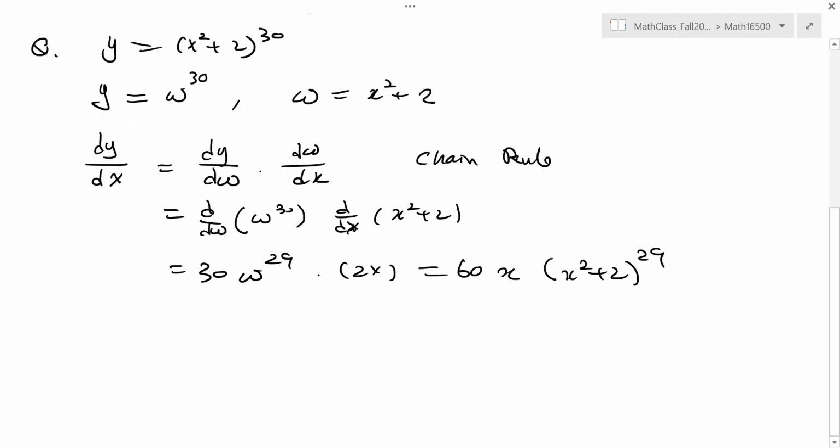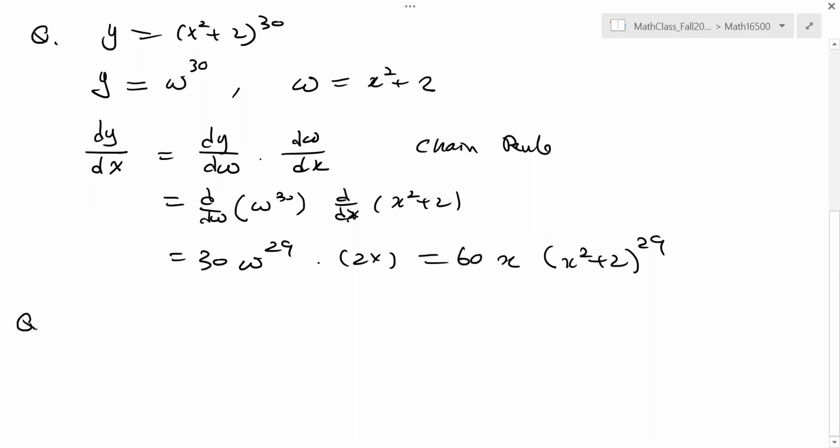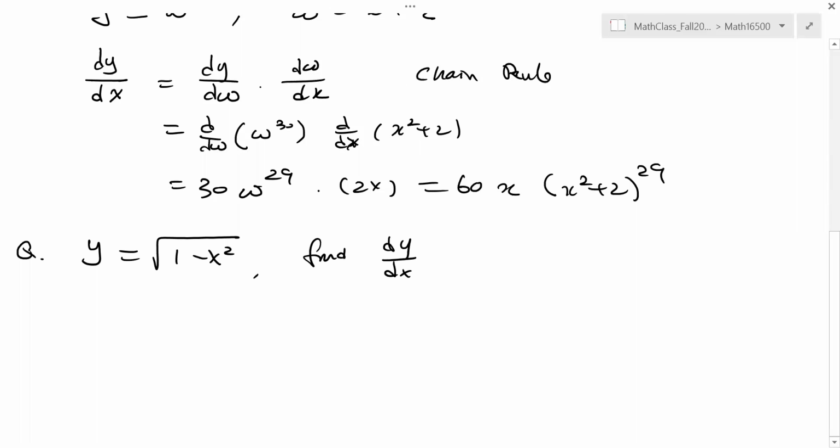And you stay able to figure out the rate of change of y with respect to x. Okay. All right, so the next problem: y equals square root of 1 minus x squared. Find the derivative of y with respect to x. It will be the same idea.